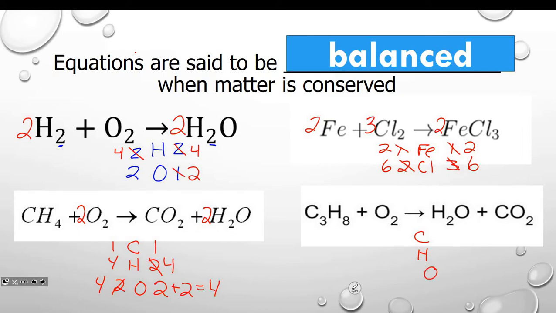Okay, CHO again. Most combustion reactions are CHO. We have 3 carbons on the reactant side, 1 carbon on the product side. What do I need to do? Multiply the CO2 by 3.